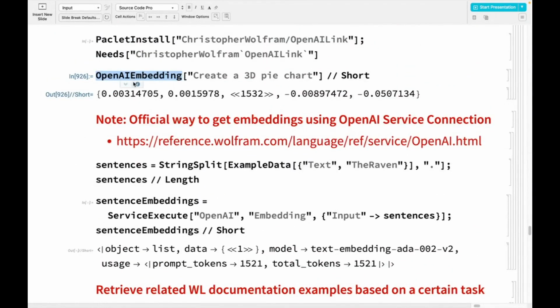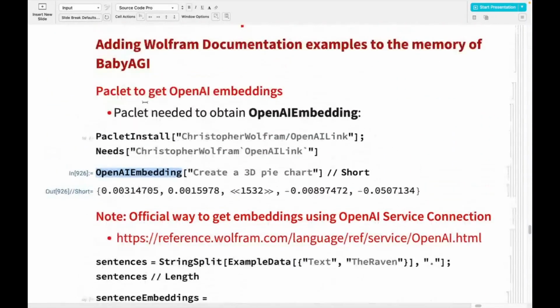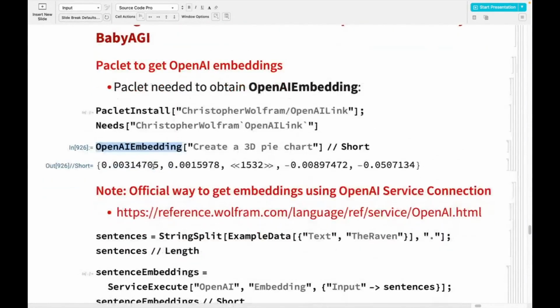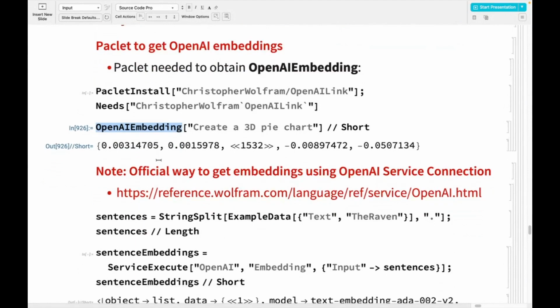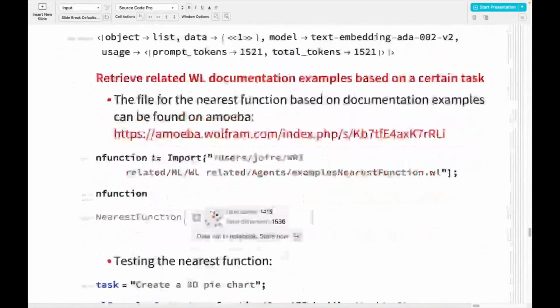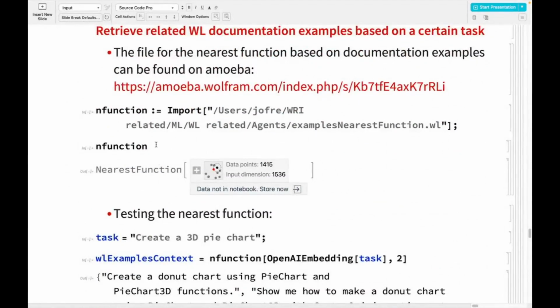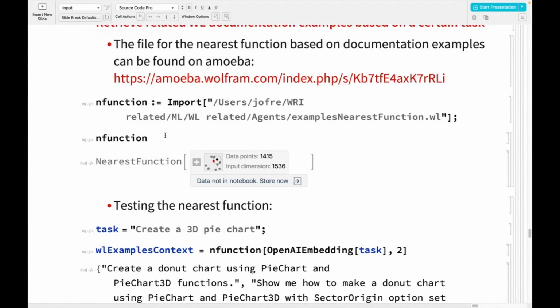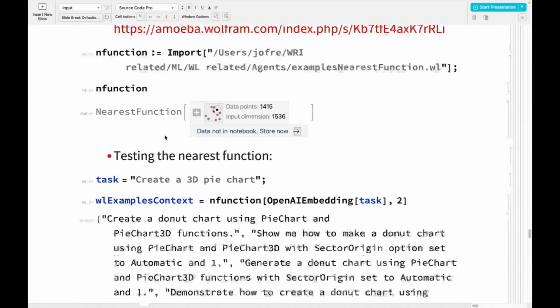I'm sticking to this one just because I run embeddings for all the documentation examples back in May when I did this implementation. So here I'm sharing the nearest function I created with these embeddings and Wolfram Language documentation examples.